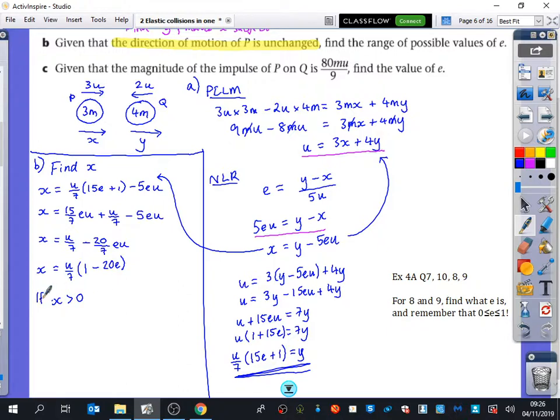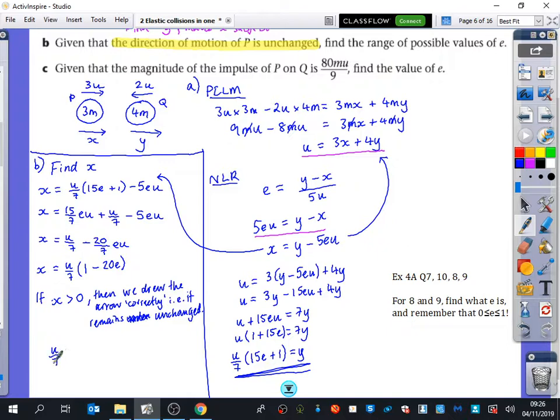If x is greater than 0, then we drew the arrow correctly, i.e. its direction remains unchanged. That's the important thing in this question that most people can get tripped up on. They think, I don't know what to do with this. I found out what x is. All you now need to do is make it greater than 0.